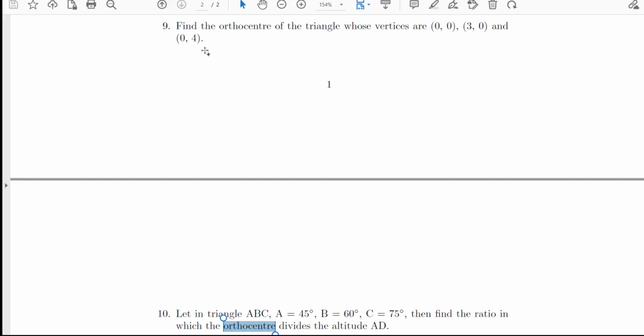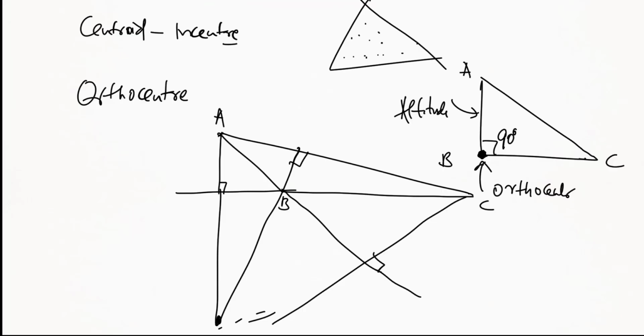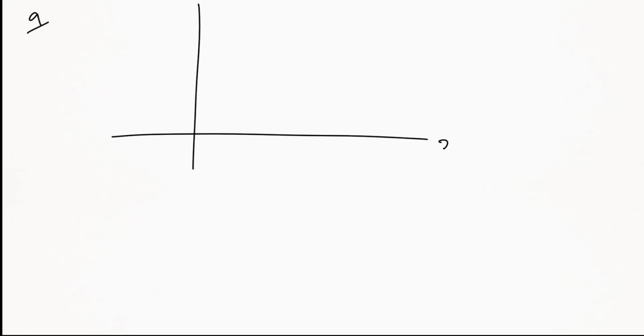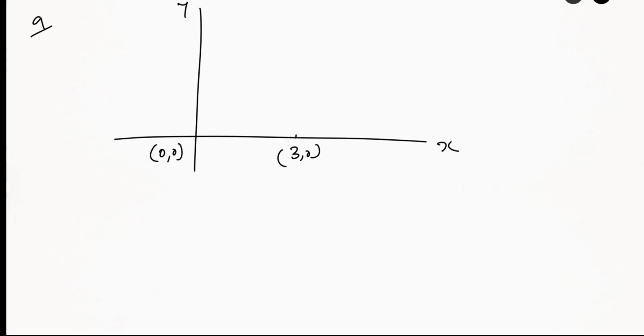Let's solve question number 9. Find the orthocenter of the triangle whose vertices are (0, 0), (3, 0) and (0, 4). By looking at the numbers itself, it is clear that this is a right angle triangle, right? X, Y. So (0, 0), (3, 0) and (0, 4). We need to find the orthocenter of this triangle. Obviously this is 90 degrees, so the orthocenter is nothing but (0, 0).